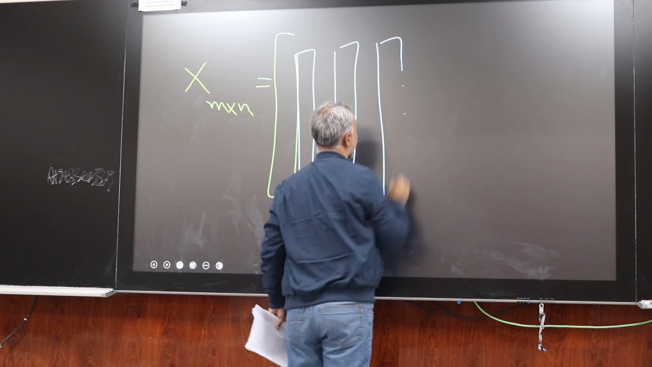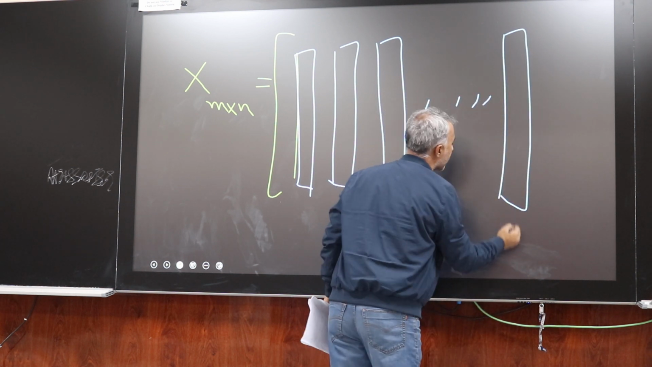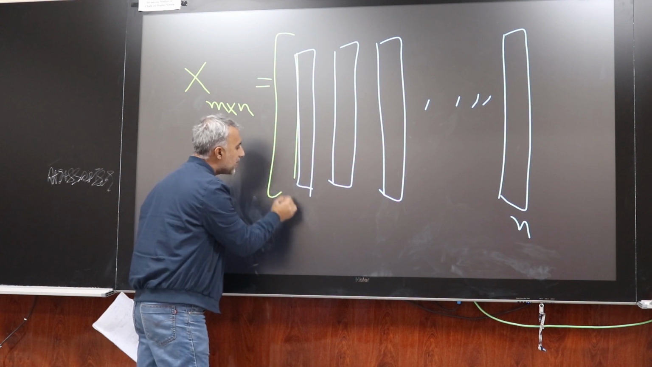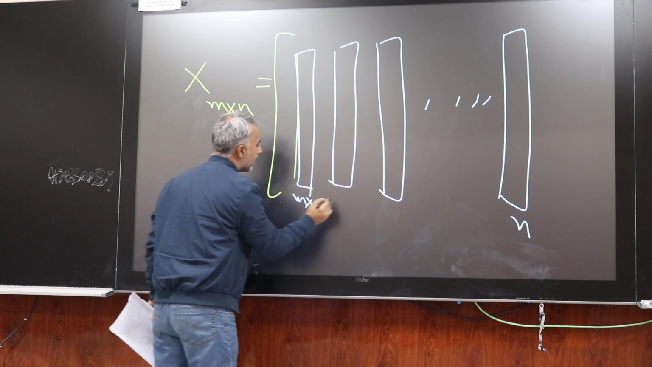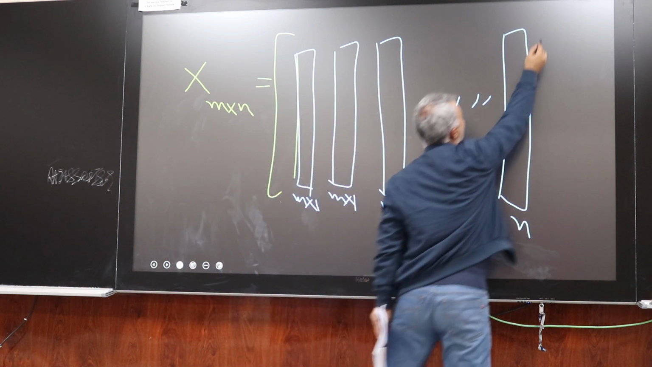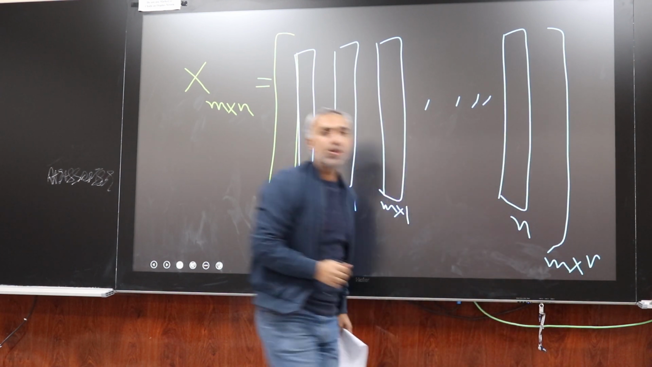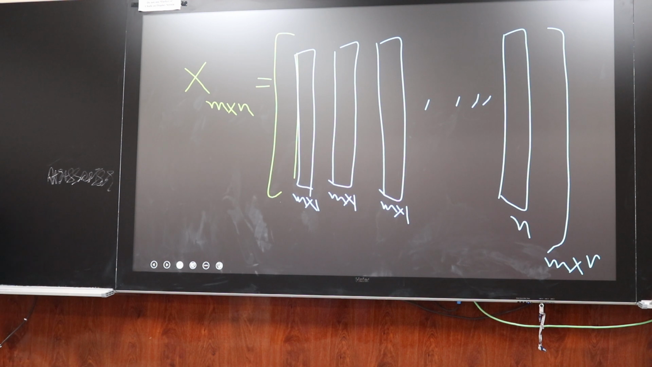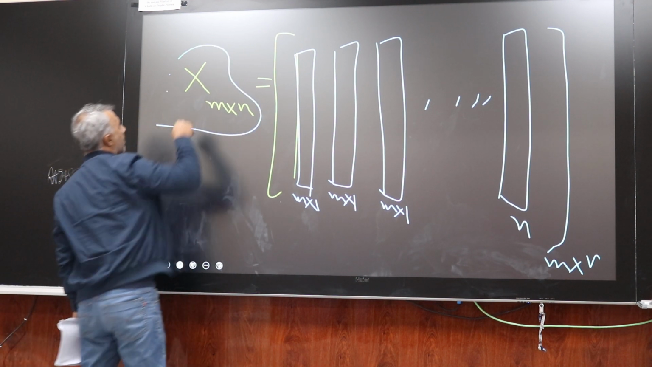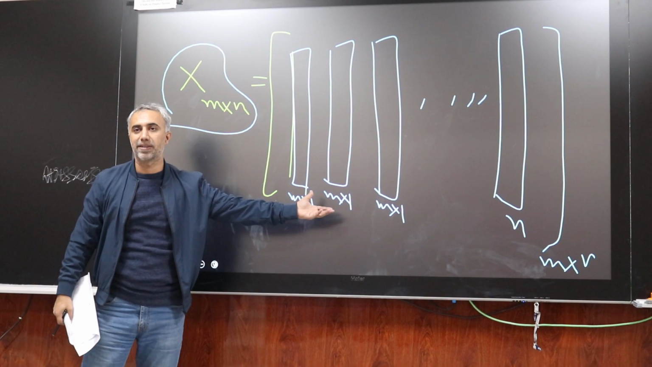In this matrix there are too many feature vectors, n number of feature vectors. But remember, each has dimension m into 1. Because there are n feature vectors, overall the dimension of this matrix is m into n. Are you getting my point? Yes. So this is your data matrix in which you are storing the feature vectors.